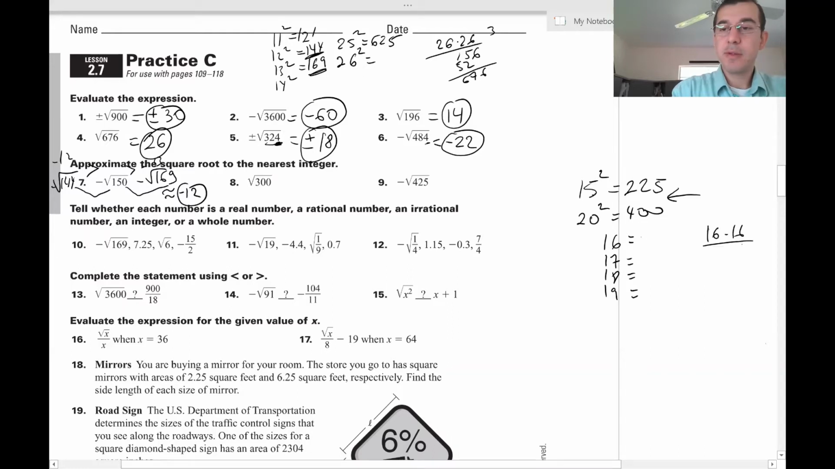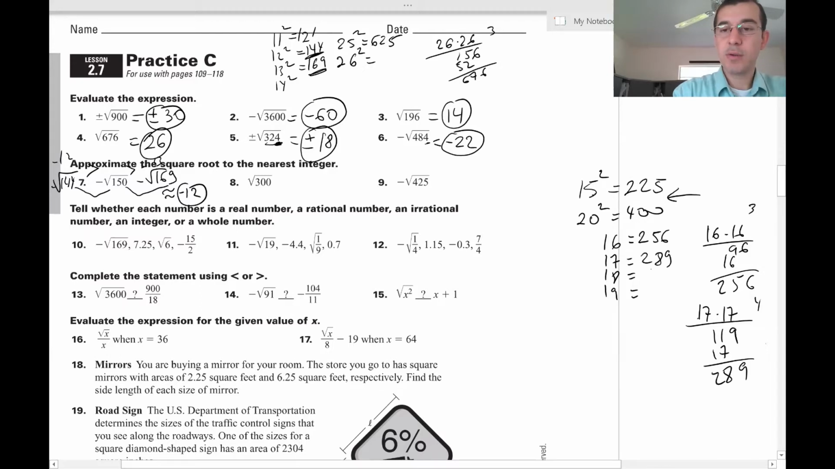So 6 times 6 is 36. 6 and 3 we remember. 6 times 1 is 6 and 3, 9. So 16 squared is 256. Then 17 squared is 17 times 17. 7 times 7, 49. 9 and 4. 7 times 1, 7 and 4, 11. So this is 289.